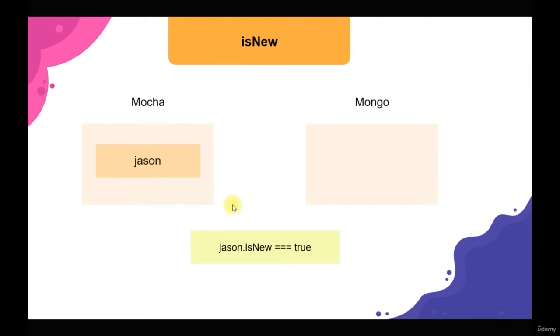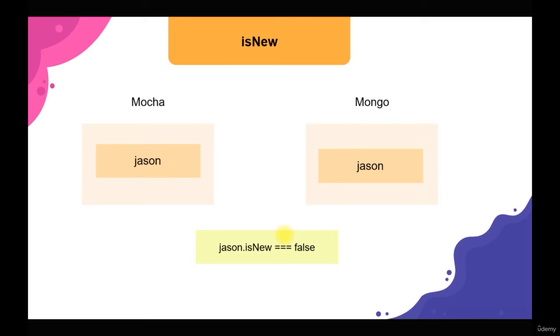So every time that we create a new model inside Mocha, it's not saved yet, and Mongoose will place a flag, which is the isNew flag, we'll call it. And as you can see here on the screen, JSON is inside Mocha and it is not saved. So it's not saved in the Mongo database, and because of that, the isNew flag will be equal to true. So as soon as it's saved in Mongo, isNew flag becomes equal to false. So now it's possible to see whether or not it's saved to the database just by using the isNew flag.